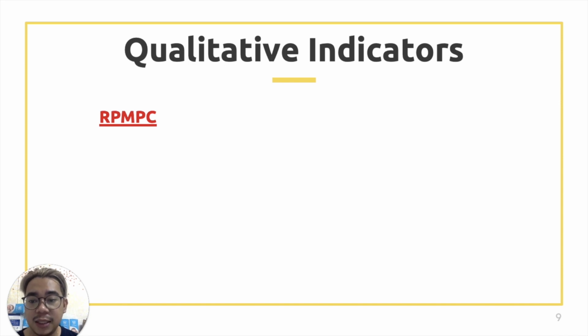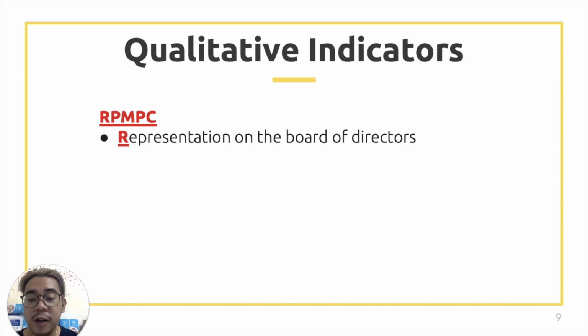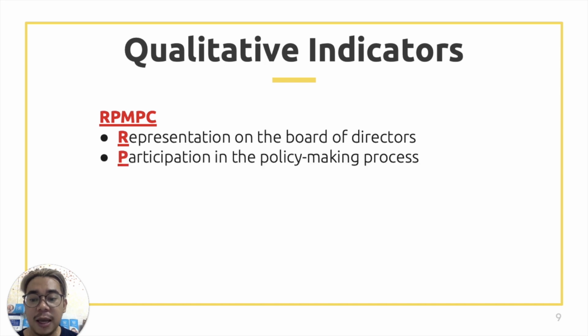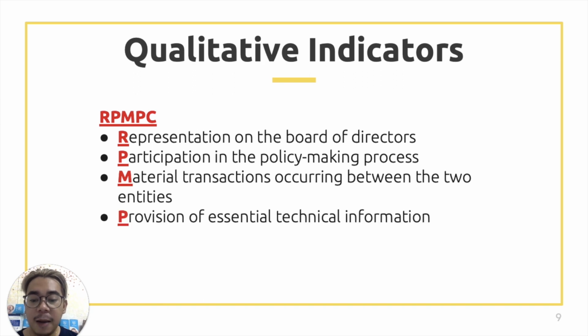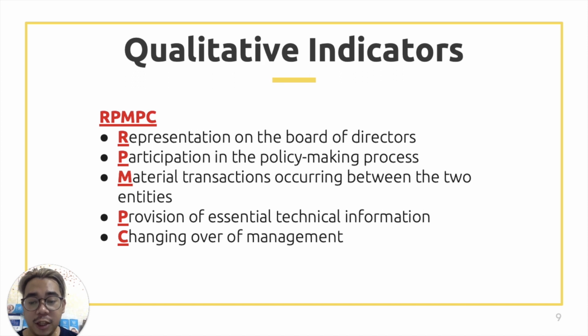Our mnemonic for this is RPM, PC. So what are these five qualitative indicators? R, representation on the board of directors. P, participation in the policy-making process. M, material transactions between the two entities. P, provision of essential technical information. And C, changing over of management. So if you have the power or you have one of those five or most of these, then that means you have significant influence. So again, the qualitative indicators override the quantitative presumptions.